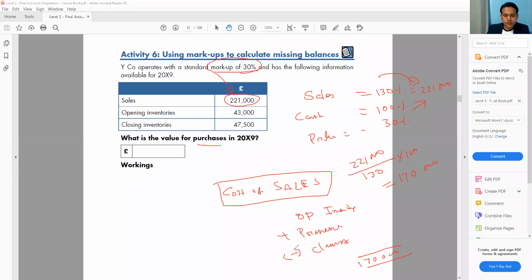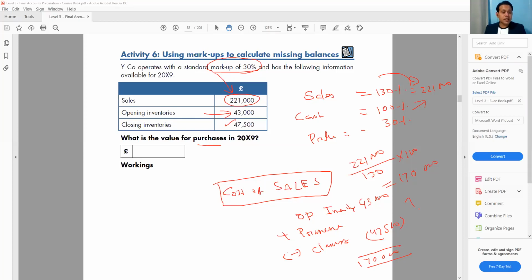And after that, I need to find my opening inventory. The question said opening inventory is 43,000, so I'm going to write 43,000. The question said the closing inventory is 47,500, so I'm going to write 47,500. That's the minus. And the balancing figure will be the purchase. Can you get the purchase? How much is the purchase? So we have 170 cost of sales, closing is 47,500, and the opening is 43,000.